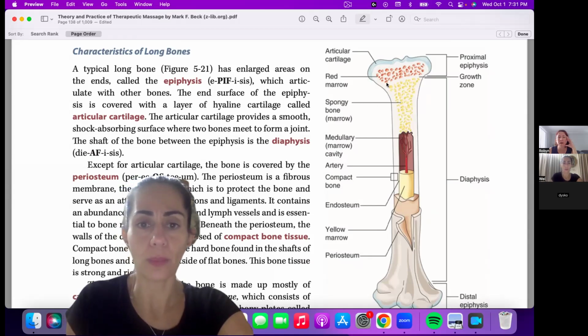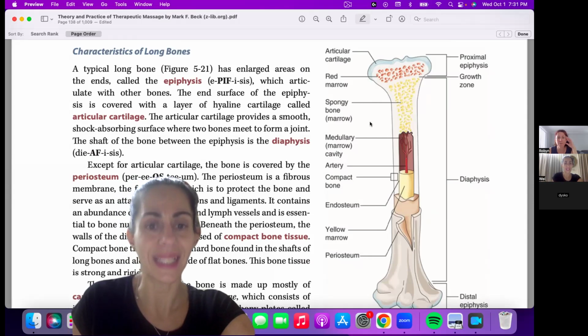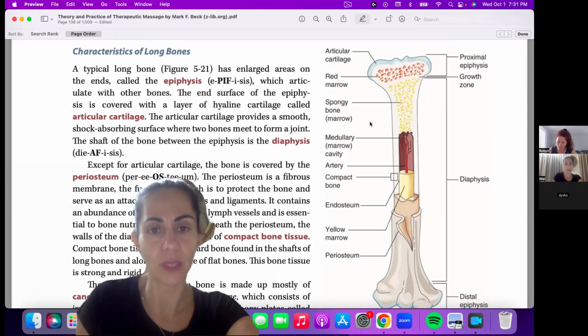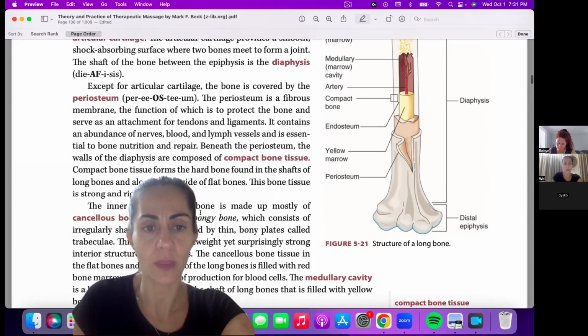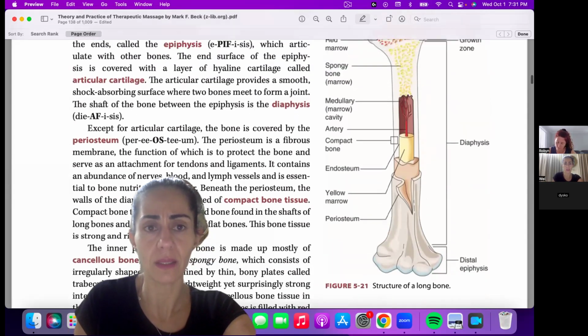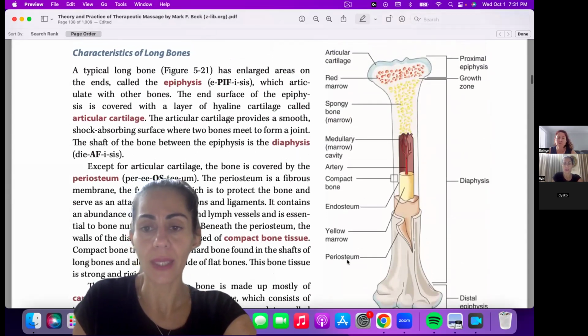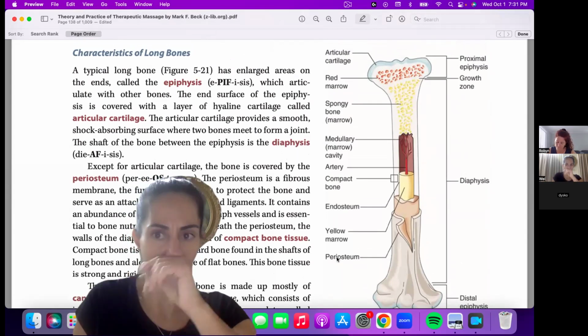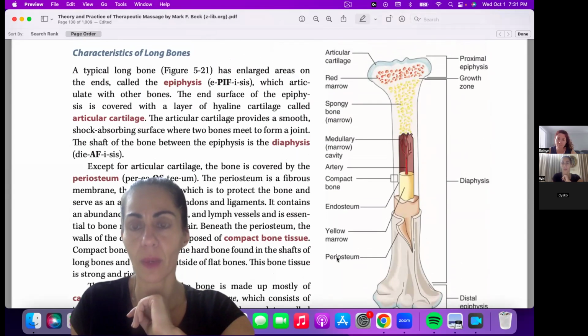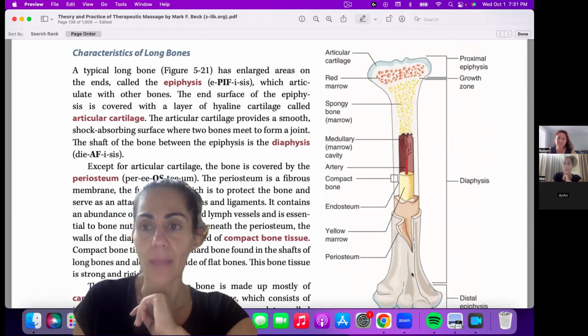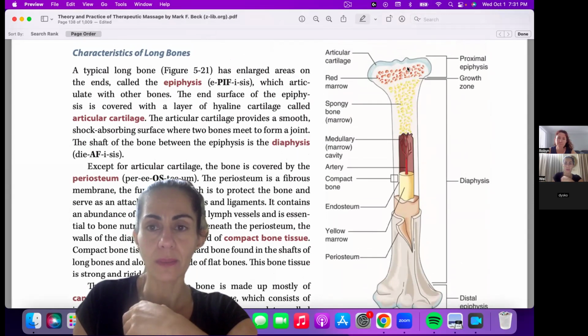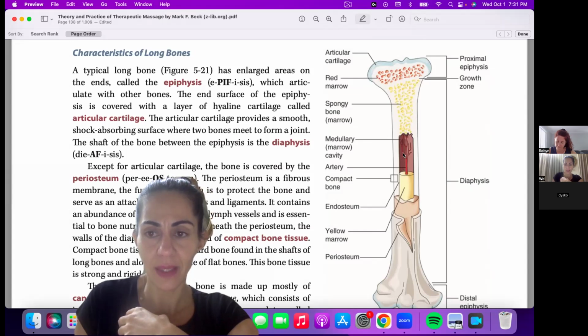Now, the compact bone is the same as the periosteum? Yes, it is the periosteum. It is the compact bone. And what's inside is the spongy bone. So as far as the outer layer, it is the hard bone. At the ends of the epiphysis, we're going to find the red bone marrow. And the spongy bone, which holds the marrow, is in the middle. And in the cavity, you're going to find the blood supply and the arteries running through. That's how the bone gets its blood supply.